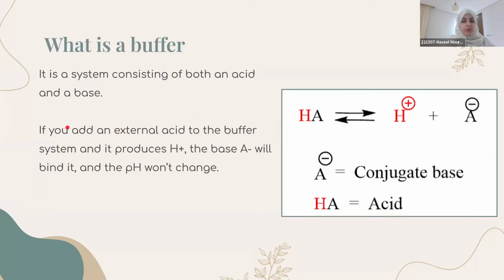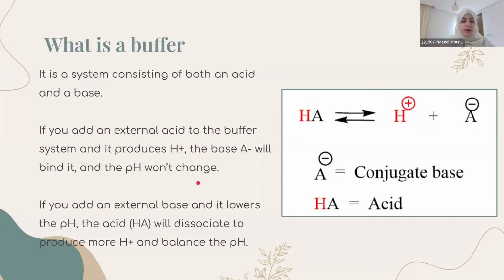Now, back to the buffer. Let's say we add an external acid, and this acid starts producing H plus. What's going to happen? This A minus, which is the base, is going to bind the H plus and neutralize it. And this way, you keep the pH in check, and it won't change. Now, the opposite happens if you add a base. Let's say you add a base, and it raises the pH. What is this molecule going to do? This acid is going to dissociate to produce more hydrogen ions and make the pH go back down so that you don't have this imbalance.